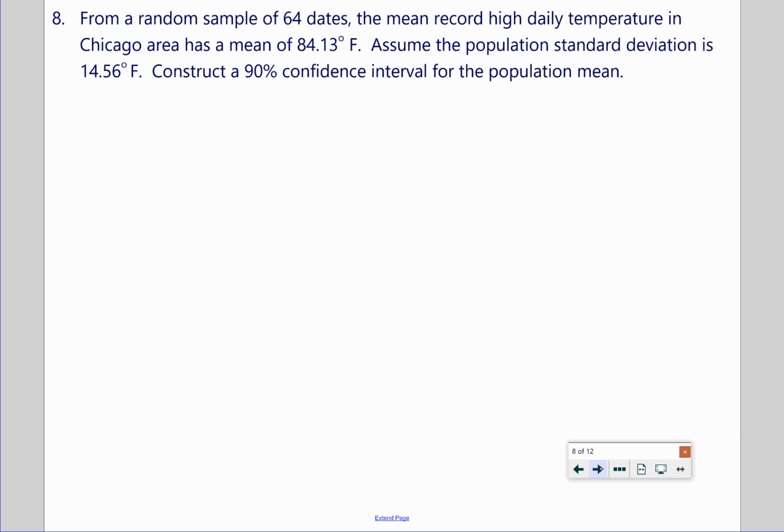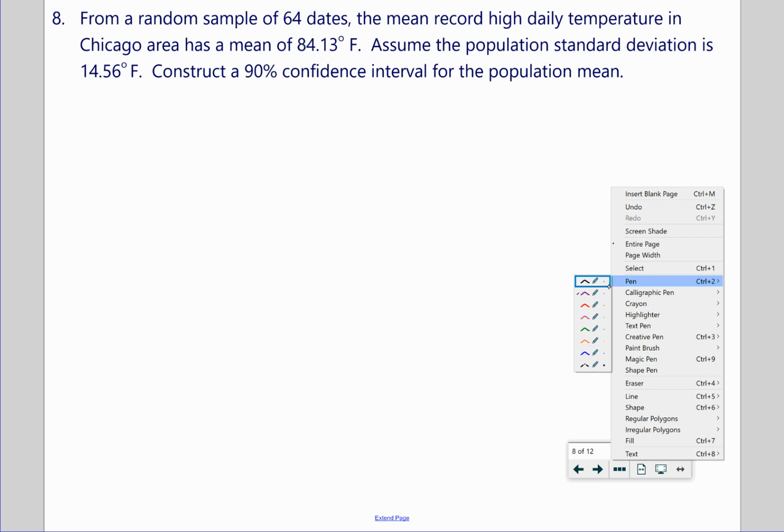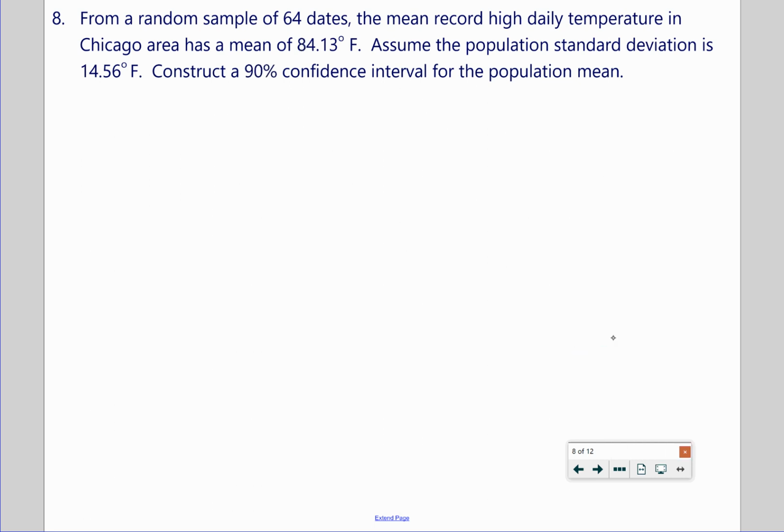All right, last two have to do with our confidence interval. So this one says a random sample of 64 dates. The mean record high daily temperature in the Chicago area has a mean of 84.13 degrees Fahrenheit. Assume the population standard deviation is 14.56 degrees Fahrenheit. Find the 90% confidence interval for the population mean. All right, so first of all, am I going to be using Z values or T values here? And how do you know? Z, because you have the population standard deviation. Good. It tells us population standard deviation, which means we are going to use a Z for this.